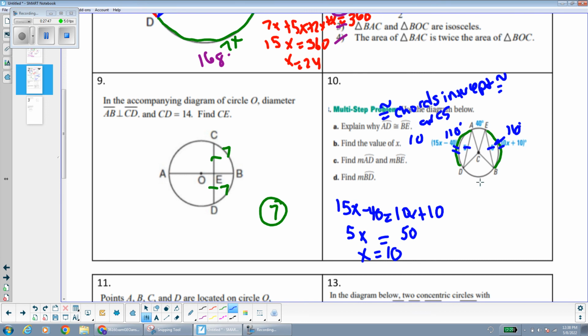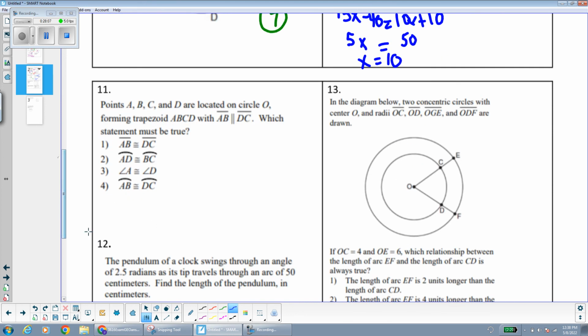Now it's asking us to find arc BD. Well, we know all the other arcs now. And the whole circumference of a circle is 360 degrees. So let me add 110, 110, and 40, and I'm just going to subtract that from 360. And I got 100 degrees for this arc over here.